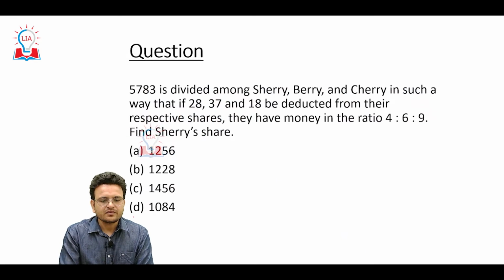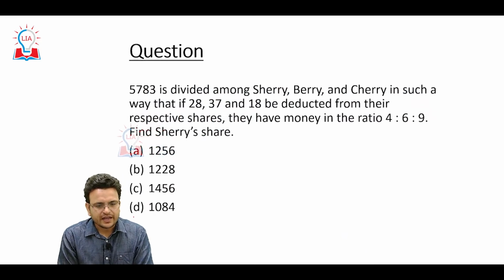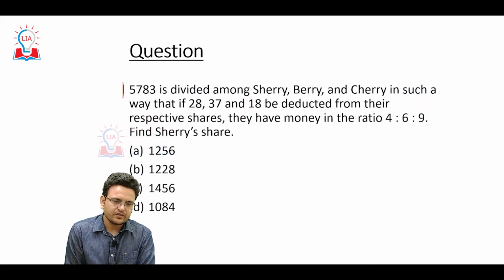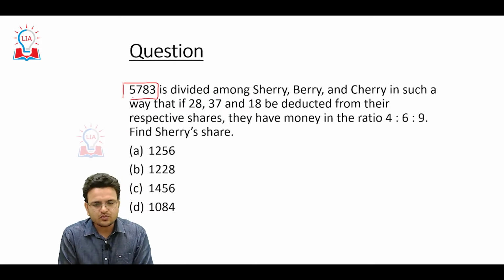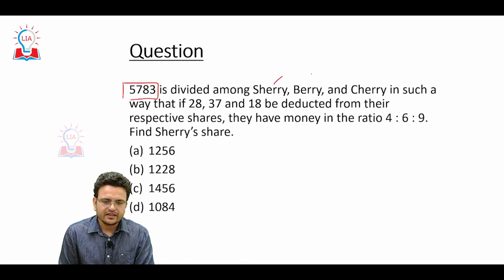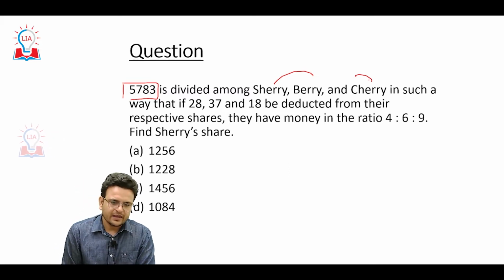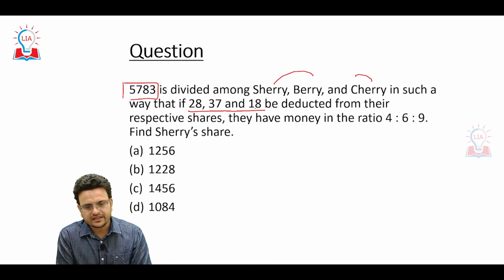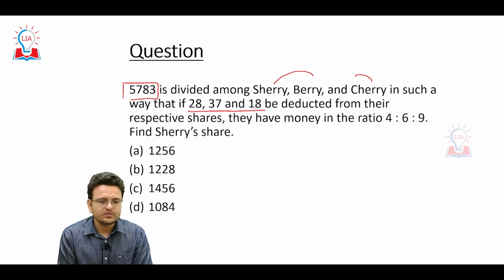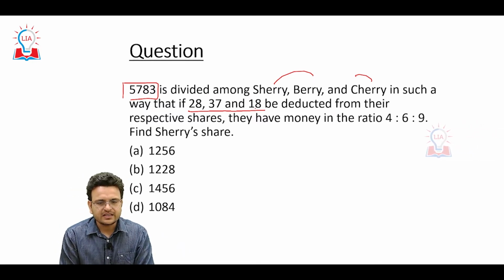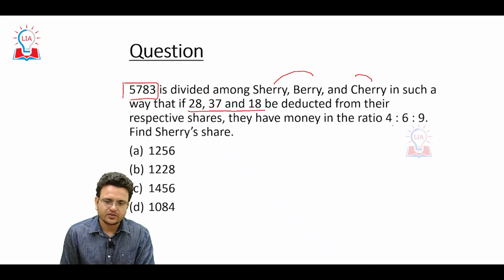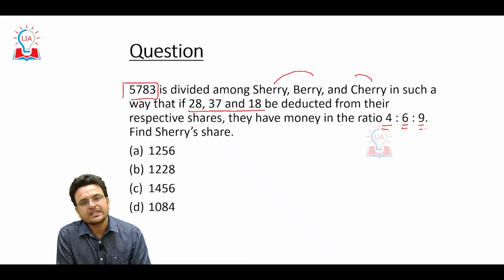Now see one more question. In this question, there is an amount which has to be divided between Sherry, Very and Cherry in such a way that if 28, 37 and 18 are deducted from their respective shares, they have the money in the ratio 4x, 6x, 9x. What does it mean?